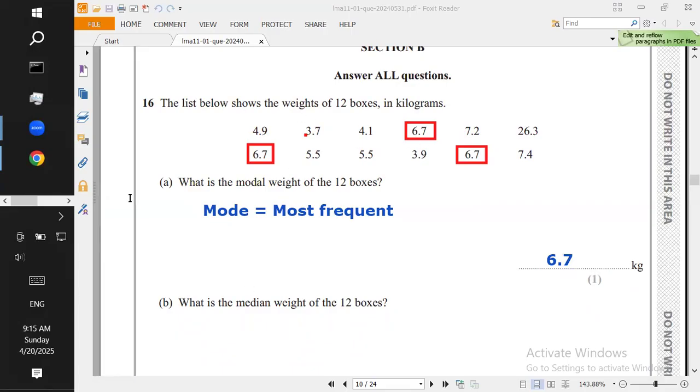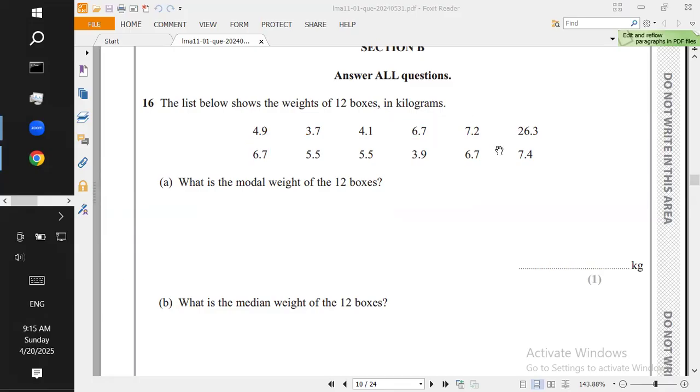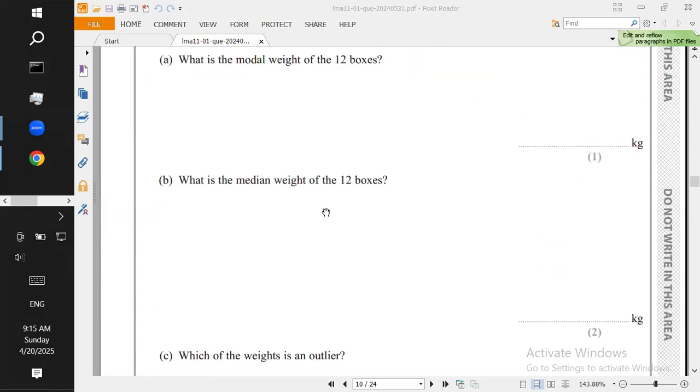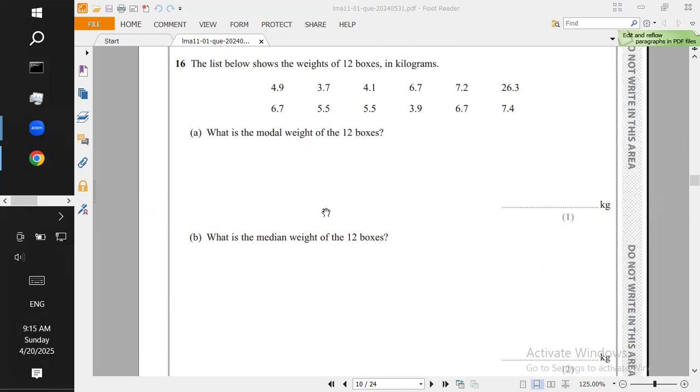Now, let's move on to the next question. Question B. What is the median weight of the 12 boxes? Now, to find the median, first you have to take the data and put them in order of size, starting from the smallest. So let's come here and put them in order, starting from the smallest. And each time you put a number, you have to remove it from the list.